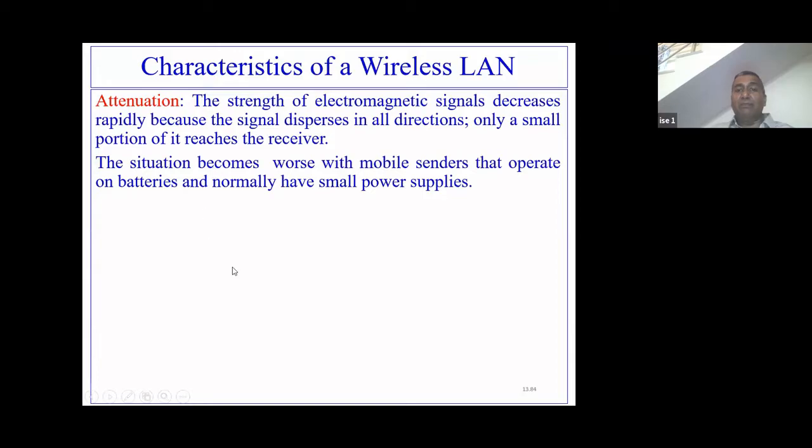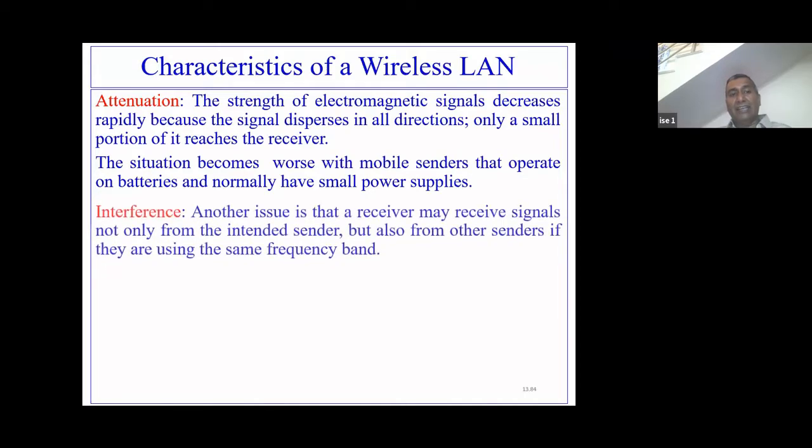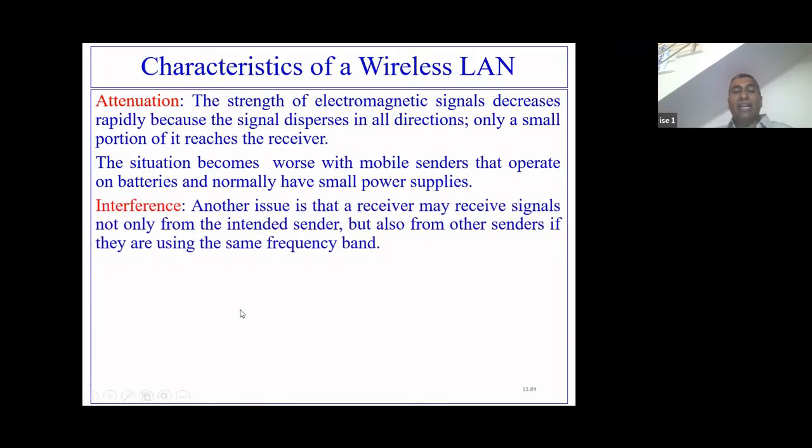So the situation becomes worse with mobile senders that operate on battery. The battery of a mobile sender may be low. Since a battery can operate only for some fixed amount of time, if you are trying to send a signal and the battery is low, the strength of the signal will be low, it automatically gets faded, and it will never be received by the receiving host.